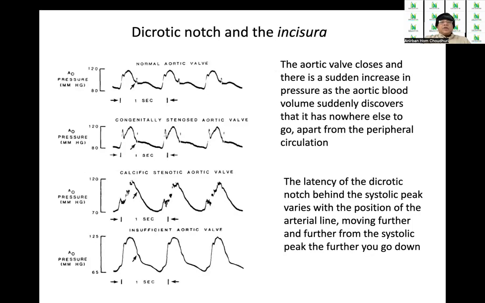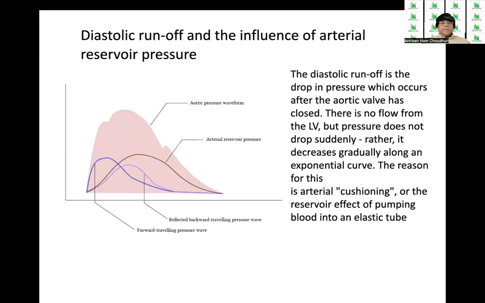Then comes the dicrotic notch and the incisura. Whenever the aortic valve closes, there is a sudden increase in the pressure as the blood volume suddenly discovers that it has nowhere else to go apart from the peripheral circulation. So you can imagine clearly. The latency of the dicrotic notch behind the systolic peak varies with the position of the arterial line, moving farther and farther from the systolic peak as you go down. That is, as you move from the aorta to the femoral artery to the dorsalis pedis artery, the dicrotic notch goes farther and farther down.